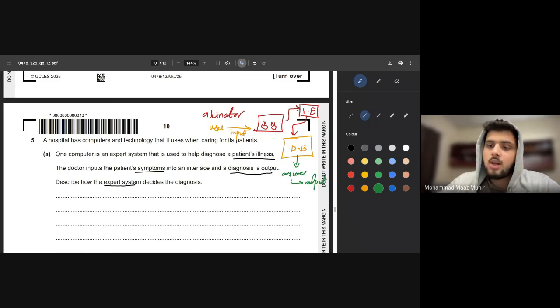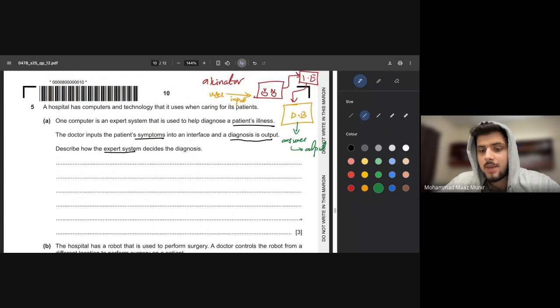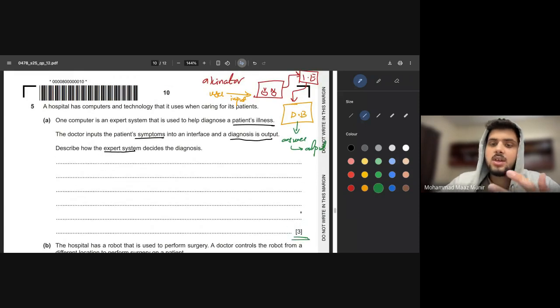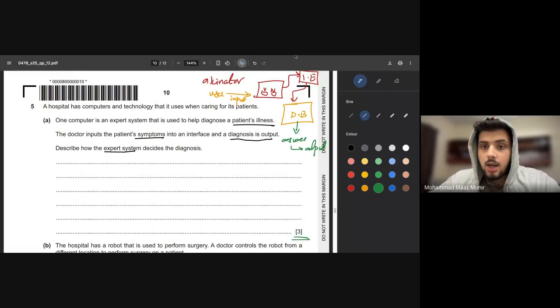This is the whole model used by an expert system. So you just have to explain the whole model up here in 3 statements so that you can get a perfect 3 on 3.